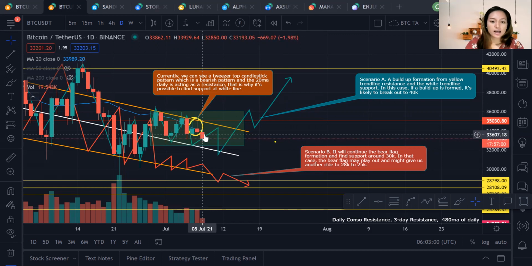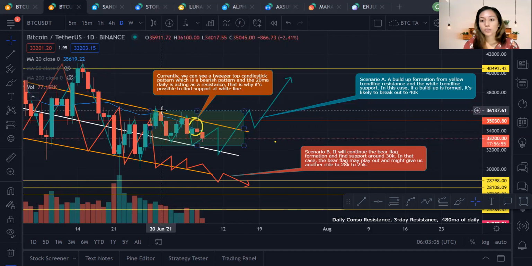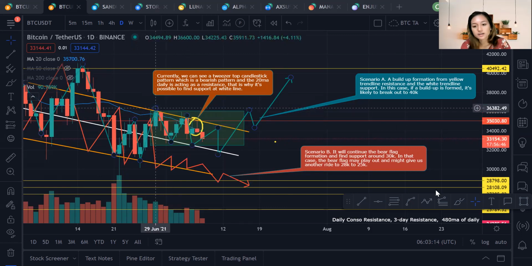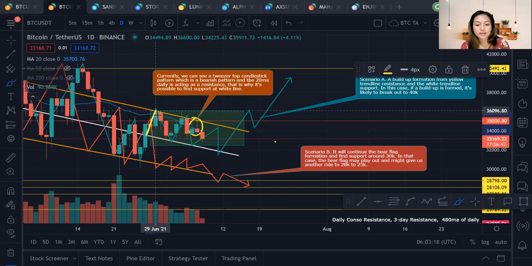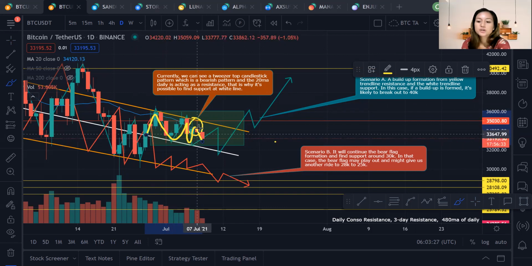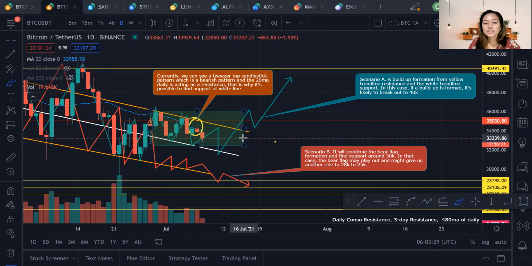We can see that this blue line right here is the 200 moving average, and it is acting as a resistance. Every time the price moves to that 200 MA, it bounces back, moves to that, bounces back, moves to that, and now we're currently going down. Okay, so now we'll talk about two possible scenarios for Bitcoin.